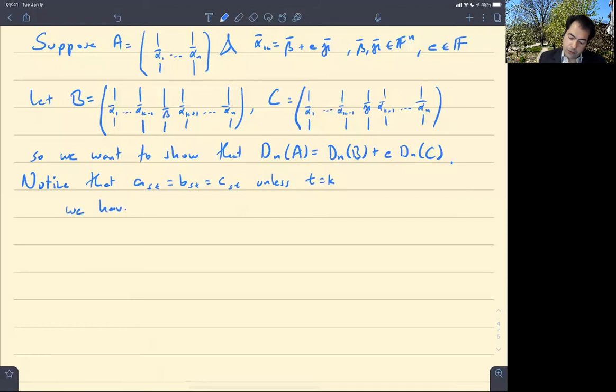So correspondingly, we have that capital A_lk is equal to capital B_lk, and it's equal to capital C_lk for all l. Because if you're removing the kth column, then there's no difference between the matrices.